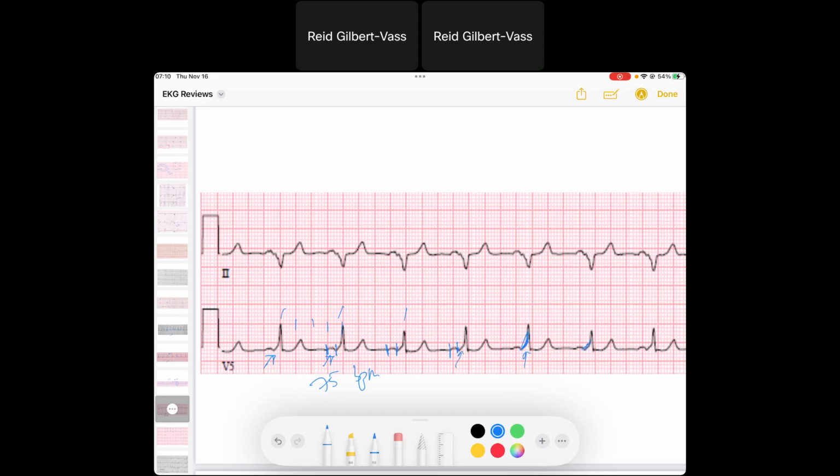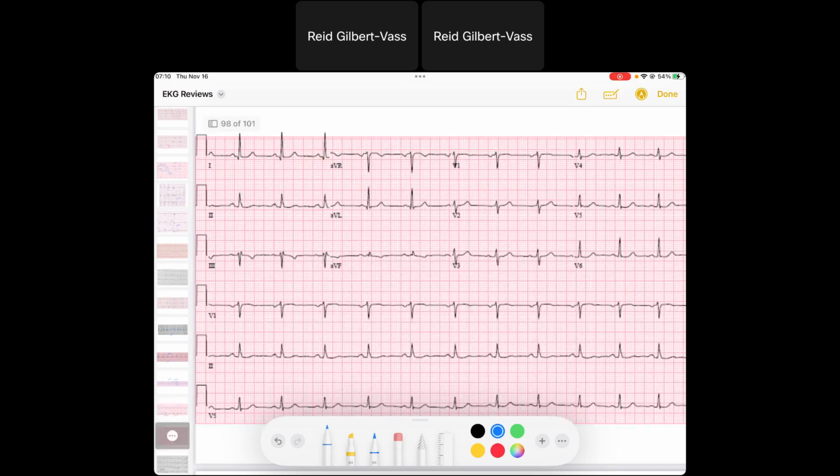And so this would be a pre-excitation, Wolff-Parkinson-White, which we know is an extra communication between the atrium and the ventricles that bypasses the AV node. If the AV node is what usually slows the conduction from the atria to the ventricles and allows for that PR interval to exist between 120 and 200 milliseconds, then when you have a pre-excitation channel, the PR interval is going to get a little shorter. So that's why we see a short PR interval there.